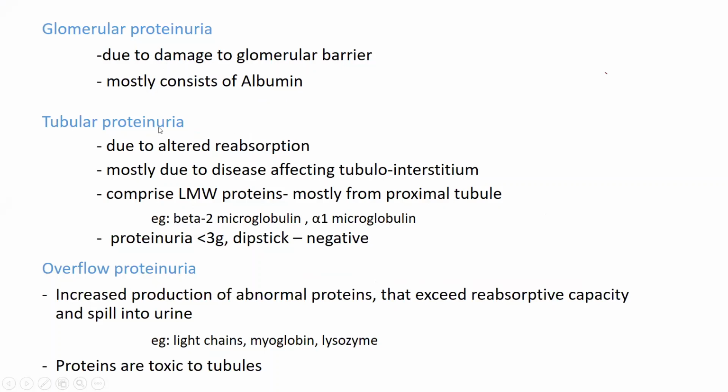If you talk about tubular damage, there you can get proteins getting secreted or minimal reabsorption at a tubular level, causing more proteinuria. However, there it's not albumin that's the predominant protein. You get other low molecular weight proteins like beta-2 microglobulins and alpha-1 microglobulins that are going to go in the urine. And overflow proteinuria, like I mentioned, is when you have abnormal amounts of protein produced by the body, in cases like light chains and myelomas, where protein can go in the urine.